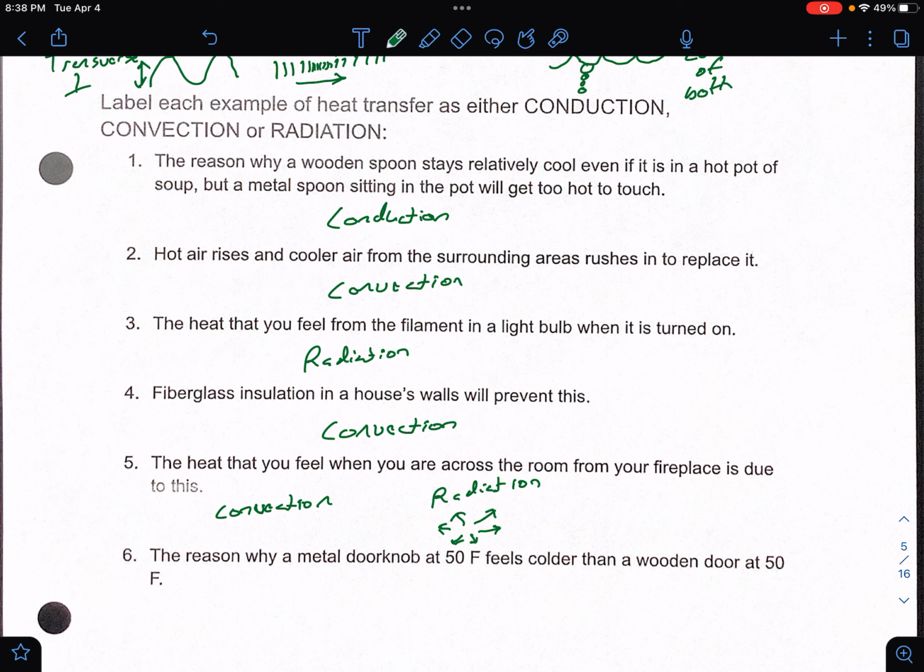Number 6, the reason why a metal doorknob at 50 degrees Fahrenheit feels colder than a wooden door at 50 degrees, same temperature. This has to do with touch, so that is conduction. Okay, so moving on to the next one.